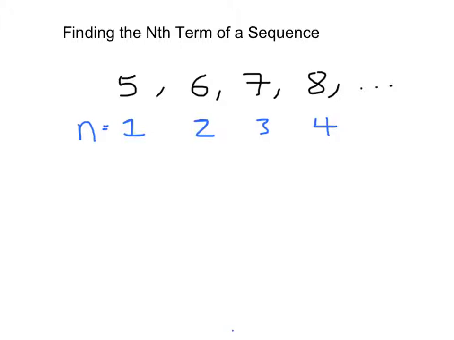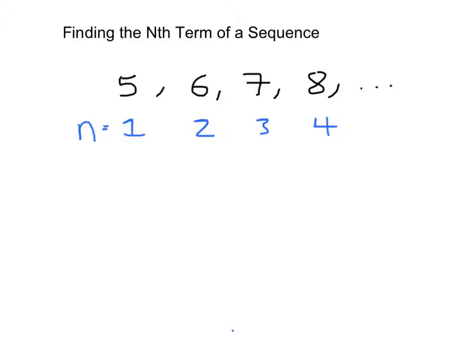When we say we want to find the nth term of a sequence, what we mean is this. We want to find a formula so that if I told you what the position of a number is, you could tell me using that position what the actual number is itself. So usually the way to do this is to look at the numbers, so 5, 6, 7, and 8, and their connection with their positions.